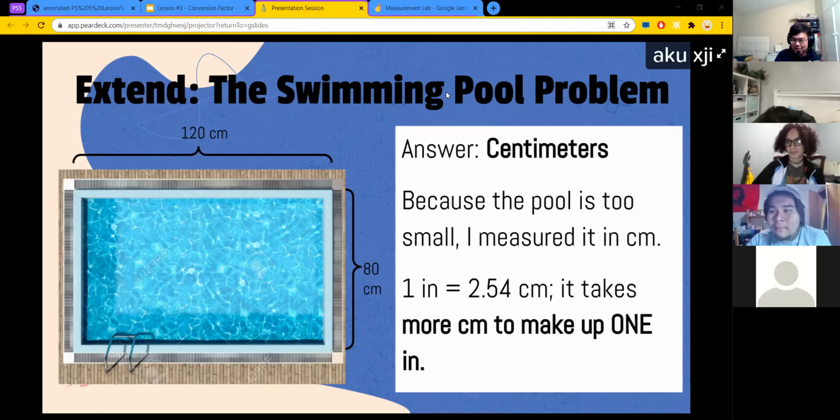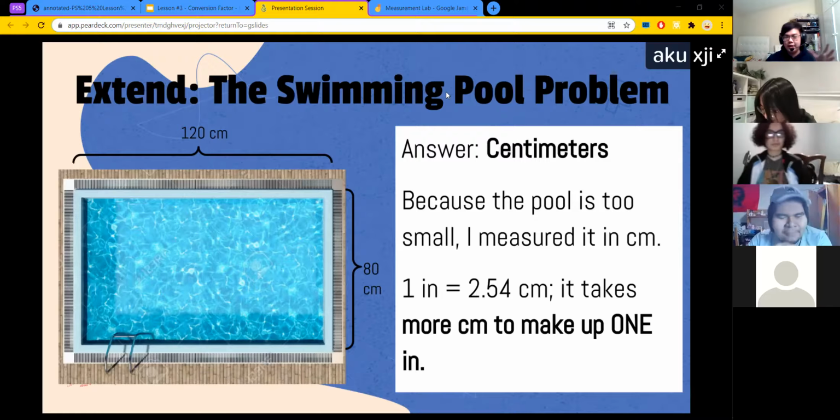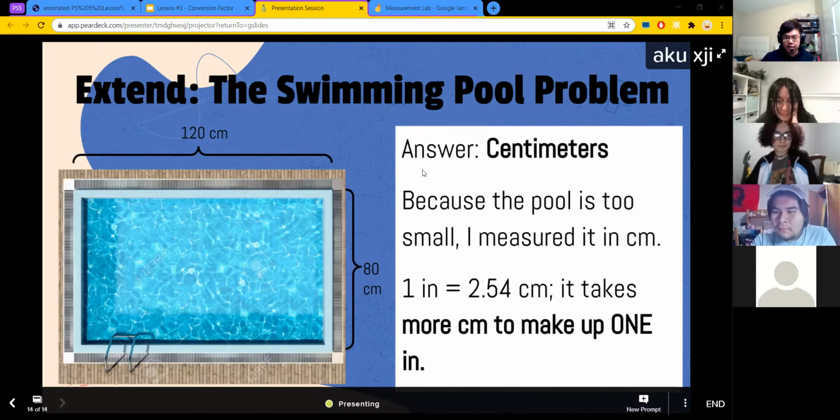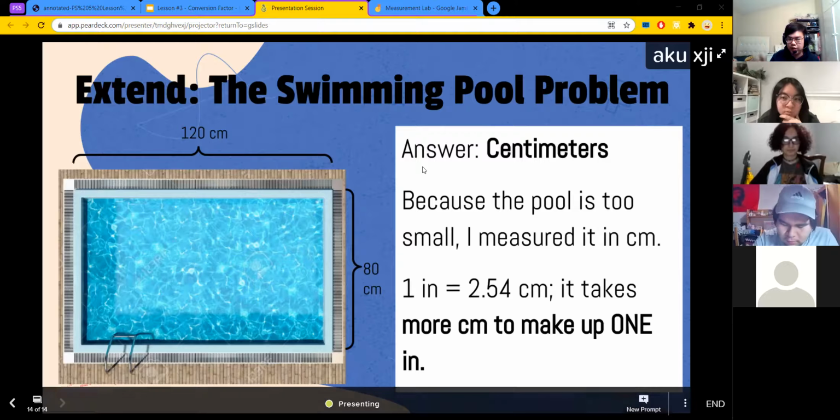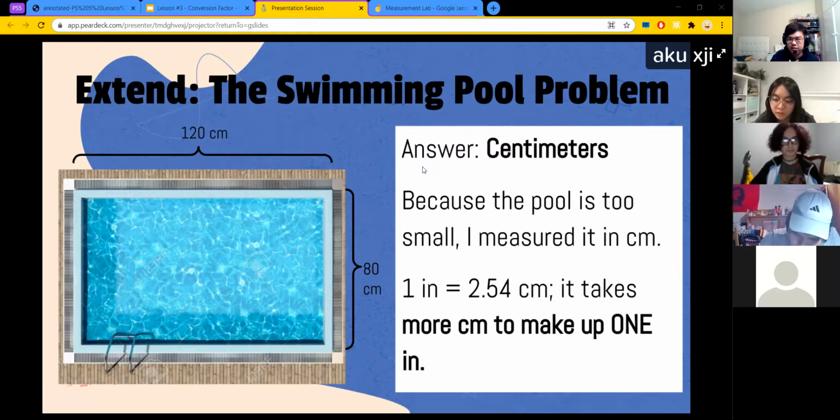So yeah, more centimeters needed to make up 1 inch. So if my pool was too small, then that means I measured in centimeters. So as an ending activity, let's just for real quick convert 120 centimeters to inches and see what you guys get. All right, let's take like a minute. 120 centimeters to inches.